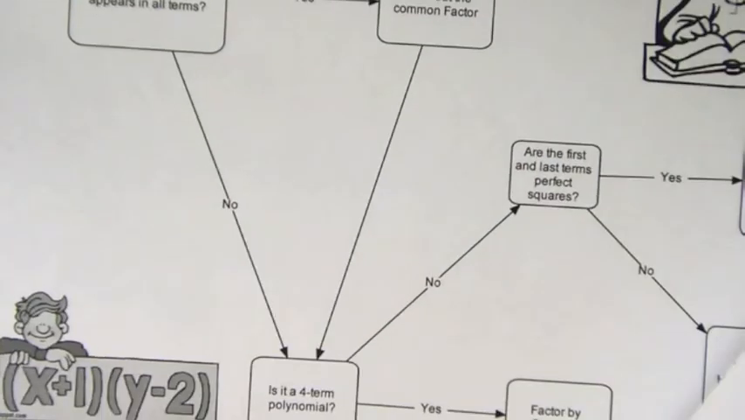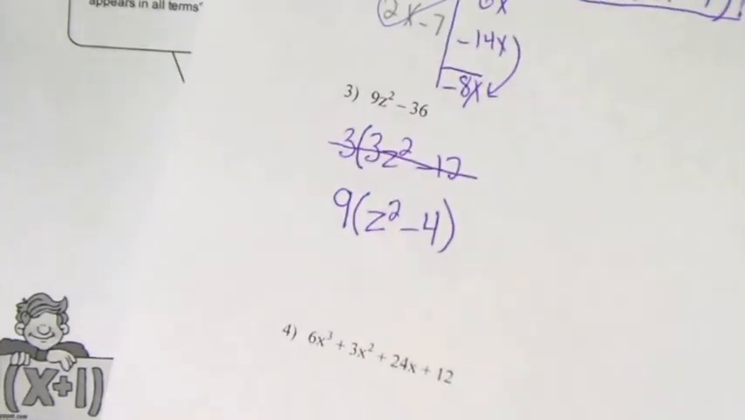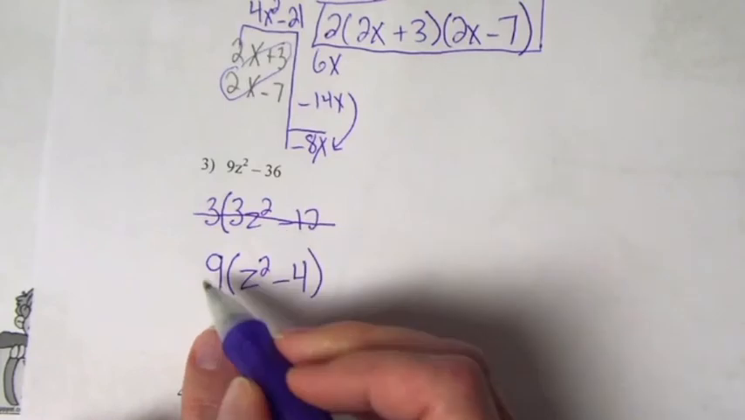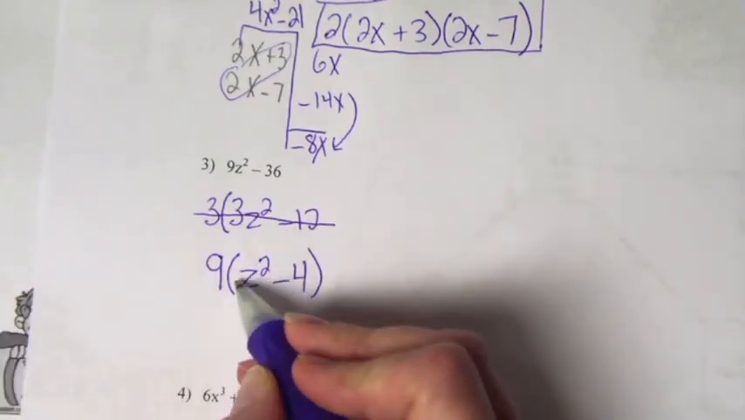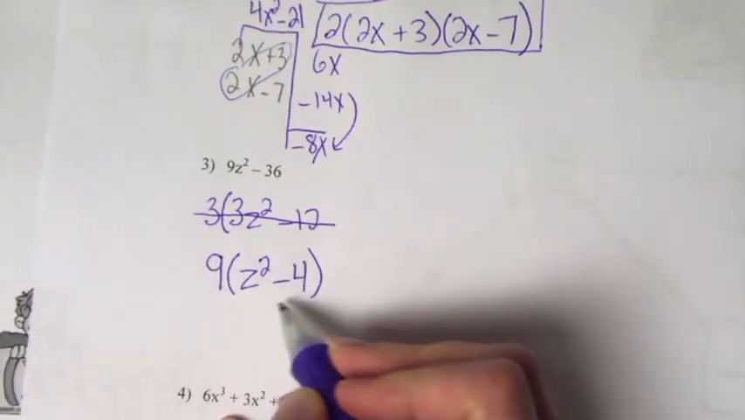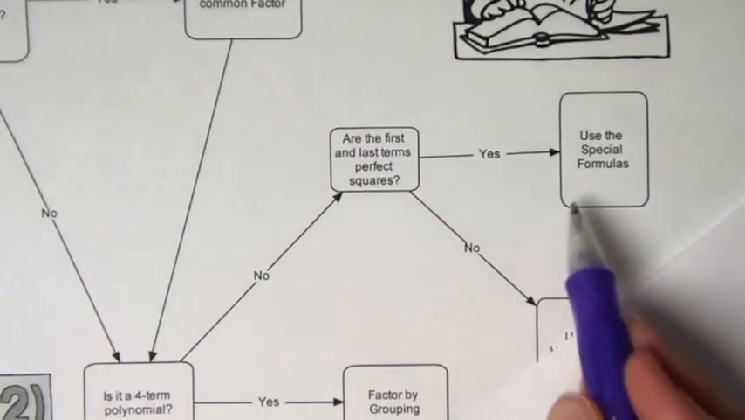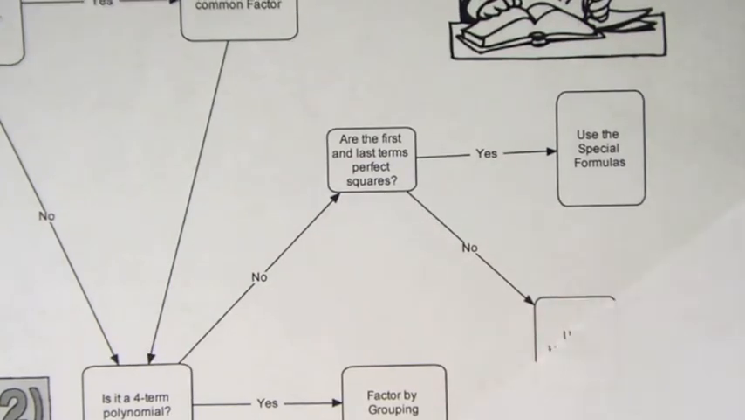So now let's go to our next question. Is it a 4-term polynomial? Nope, this one's 2 terms. Are the first and last terms perfect squares? Let's look at it. We're not concerned with the 9 right now with perfect squares, but this is z squared and 4. And these are, yes, in fact, perfect squares. So if we look at our flow chart, it says, are they perfect squares? Yes, so we're going to use these special formulas.